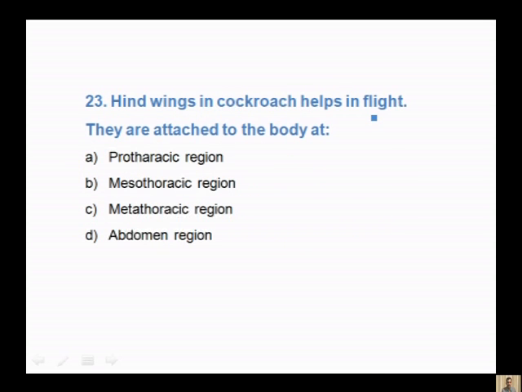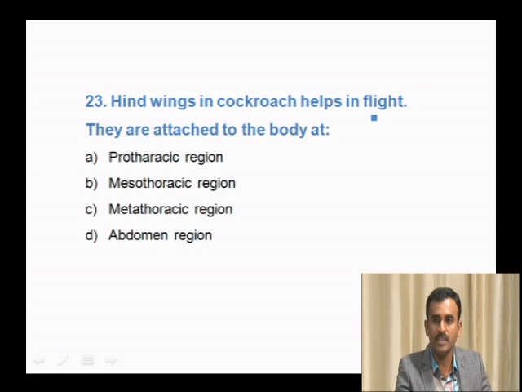Move on to the next question. Hind wings in cockroach help in flight. There are two pairs of wings present in cockroach, the fore wings and hind wings. The fore wings help to cover the hind wings, but the hind wings are the actual wings which help in active flight. These wings are attached to the metathoracic region. At the mesothoracic region, the fore wings are present. In the prothoracic region, wings are absent, and also not in the abdomen region.